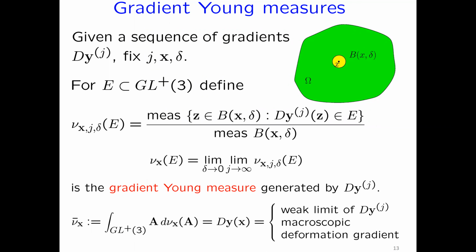So its center of mass, which is the integral of A d nu_x(A), is the weak limit of the macroscopic deformation. Well, it's the weak limit of Dy_j. So that's the limit in the sense of averages of Dy_j. And we interpret that as the macroscopic deformation gradient. So for example, in that high resolution picture, if I stand a long way away from it, I don't see all these oscillations. Instead, I see the weak limit. Okay, that's the macroscopic thing that I see.